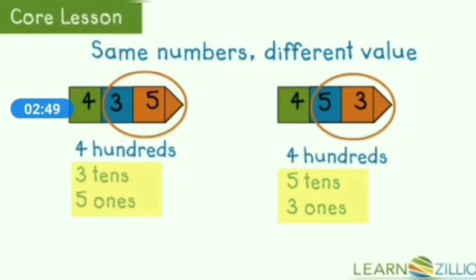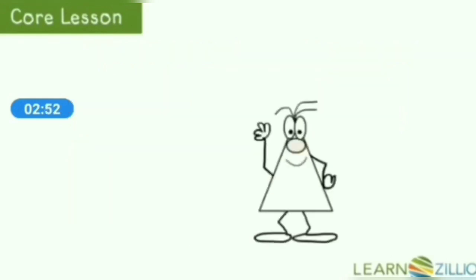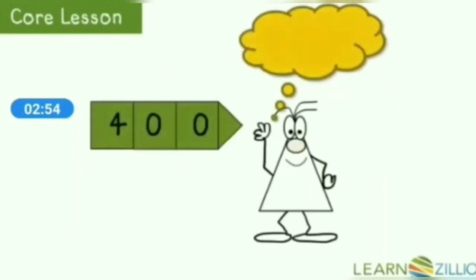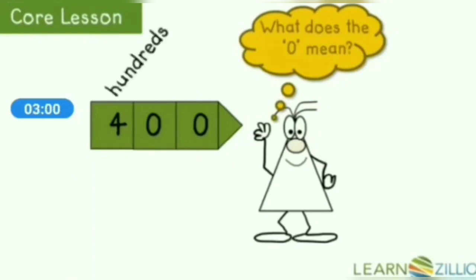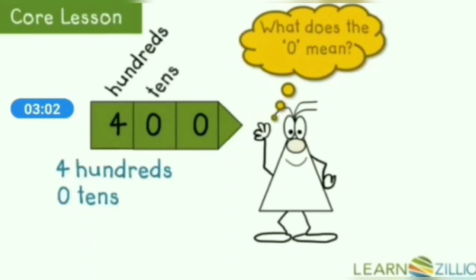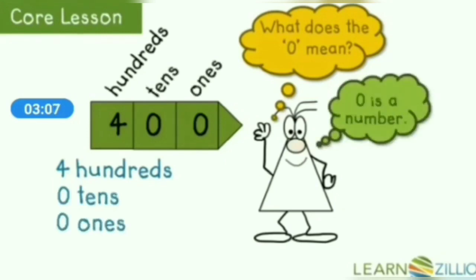Again we will see some examples. Here I am having a card of 400. One card of 400. What does the 0 mean here? 4 is on the 100 place, 0 on the tens place, 0 on the ones place. 0 is a number.